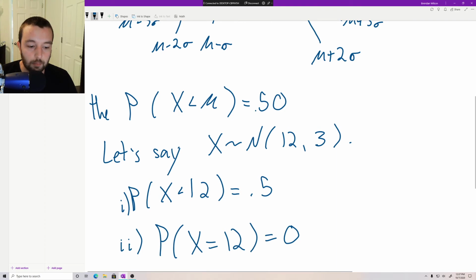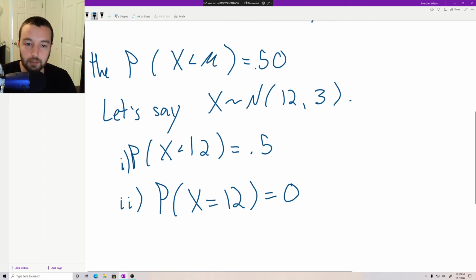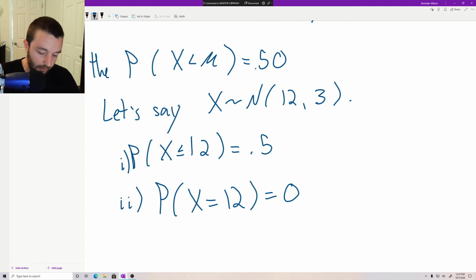So when we're dealing with continuous distributions, we're not really looking for the probabilities at a specific number anymore, because that would always be 0. We're looking at the probabilities in a range of values. So what's the probability that x is less than 12? We could also throw a less than or equal to here, because it wouldn't change anything, because it can't be 12 anyway. The probability that it's 12 is 0.